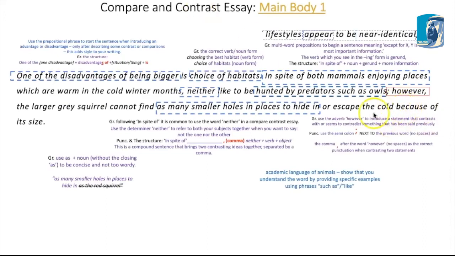Okay? So don't ever leave your reader hanging. Why can't the larger squirrel find as many holes? Because of its size. And that's why I mentioned larger. So refer back. Its size is the problem. Refer back. Don't leave us hanging for the answer why.